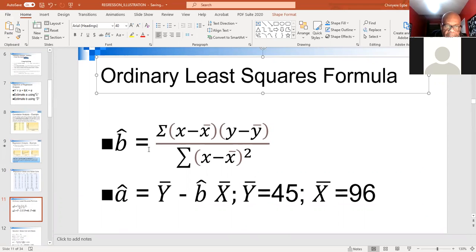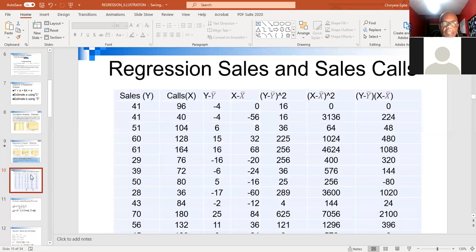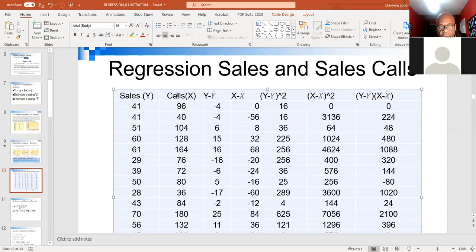Now you estimate B hat. You get the data for X, you get the data for Y. You can see here, the number of sales is Y. If you make more calls, you make more sales. So sales depend on calls. Are you with me? Yes. Okay. Sales is the dependent variable. The amount of sales that you make depends on the amount of calls that you make. And so you see the data on sales and calls.